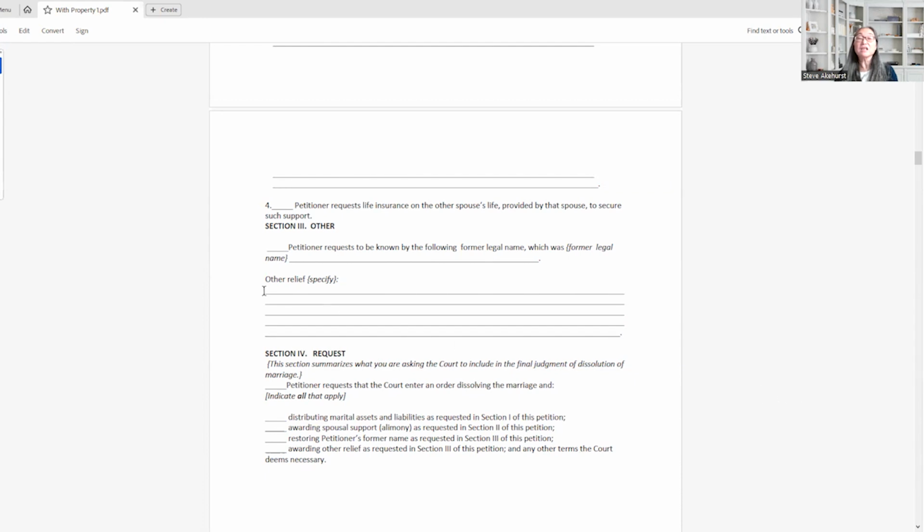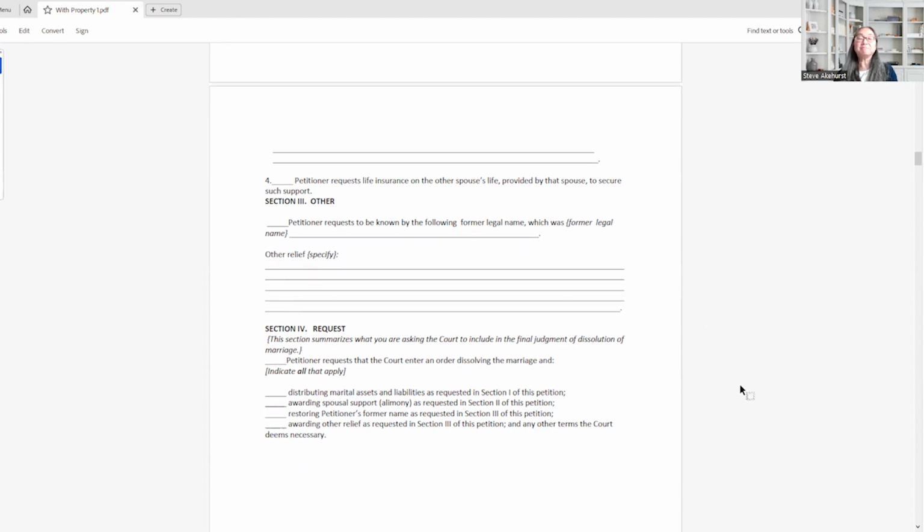Who knows, it might change. So you could ask it through the other relief about how it's divided, who gets them, if you want time sharing. We've had cases where one spouse got time sharing with the dog for the other spouse. So it's always up to you. If you don't have anything, leave it blank.